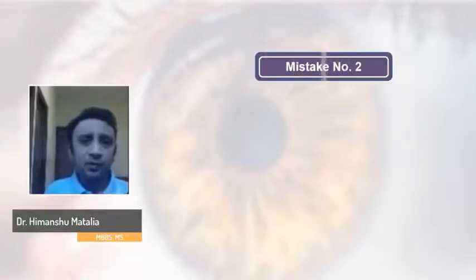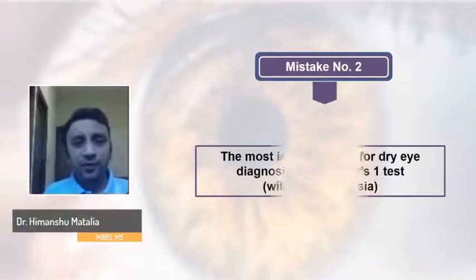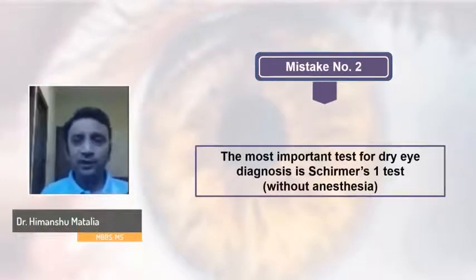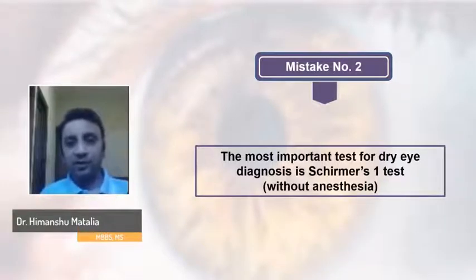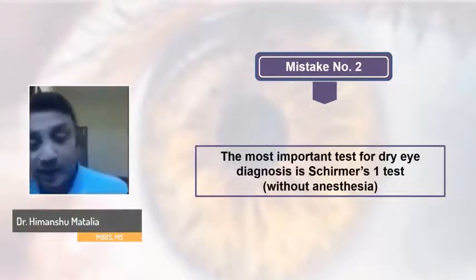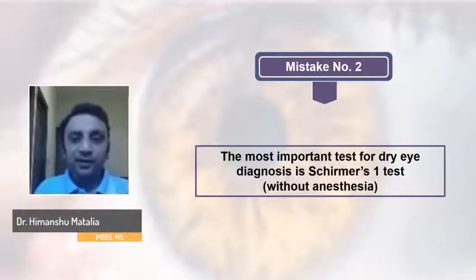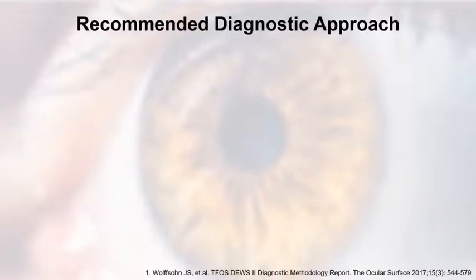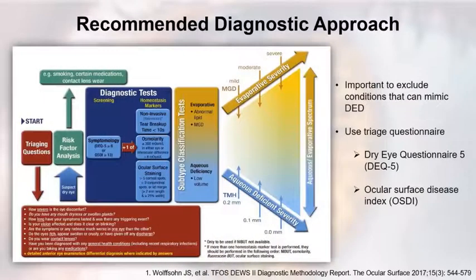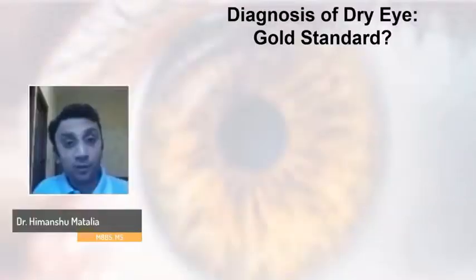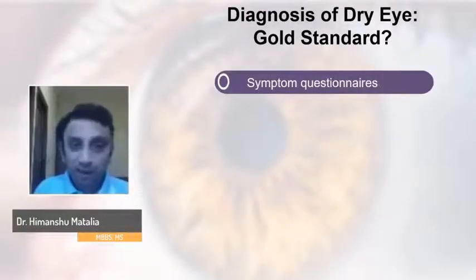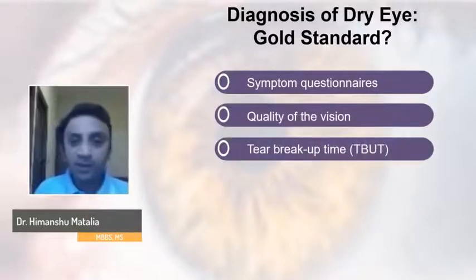Coming to mistake number 2. The most important test for dry eye diagnosis is Schirmer's test. Most of the time when we get a referred case, we get Schirmer's normal, and that too without anesthesia. And a normal Schirmer's value does not actually mean anything to me. Frankly speaking, even if we look at the diagnostic criteria, most dry eye diagnostic criteria confirm that the gold standard is questionnaire, quality of vision, BUT and Schirmer's test.